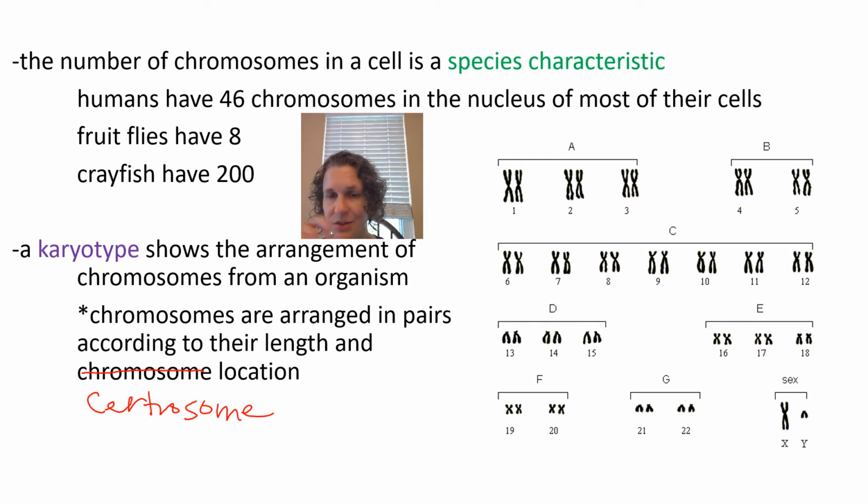So with this picture over here, notice that some of them are quite big and the centromere is right in the middle, and some of them are small and the centromere, or where they're attached, is kind of closer to one end than the other. Notice the very last pair of chromosomes are the sex chromosomes. This is an X and a Y, so this is the karyotype of a boy.